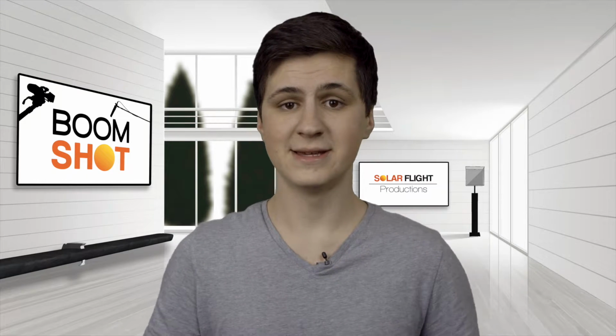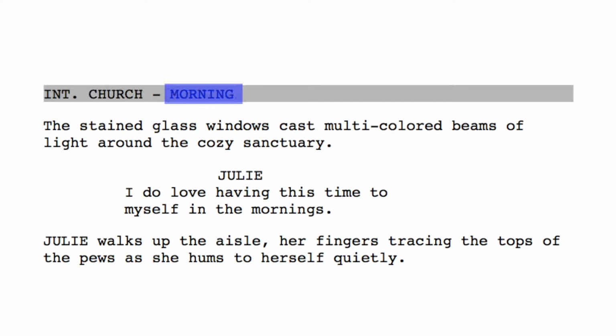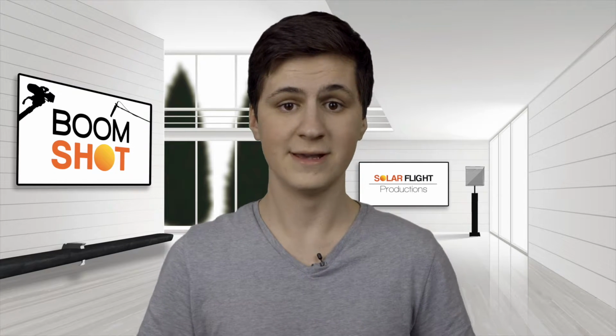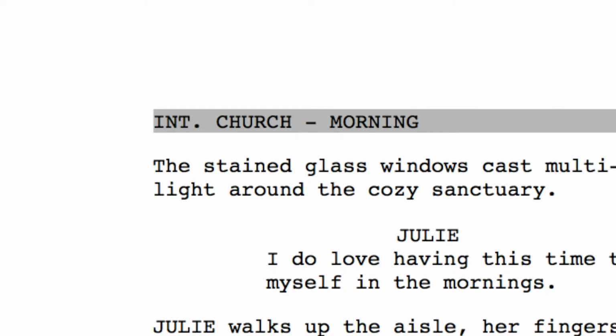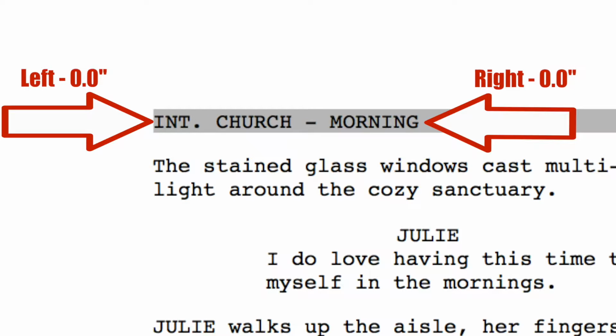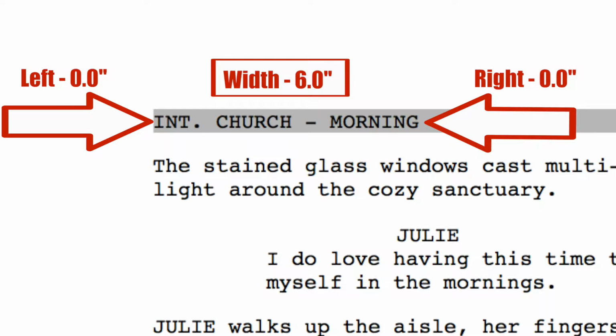Or it could look something like this: interior, church, morning. Here, we know we're inside a church and the sun is just coming up over the horizon. Either way, you need to indent this line to the left 0 inches, the right 0 inches, and it needs to be set to a width of 6 inches.